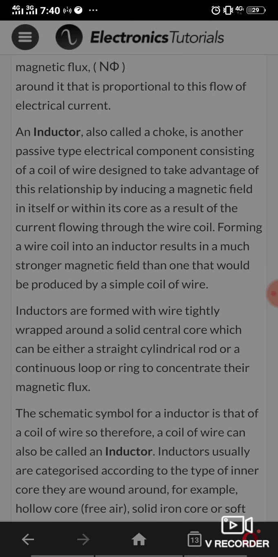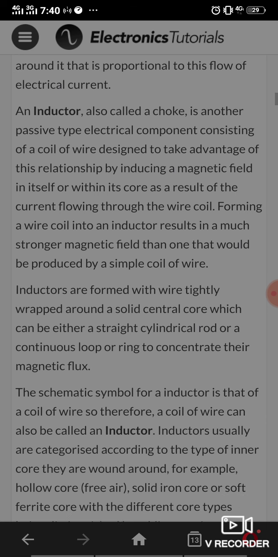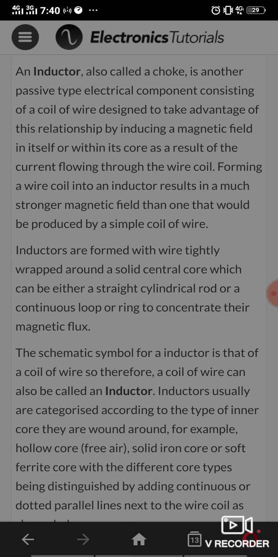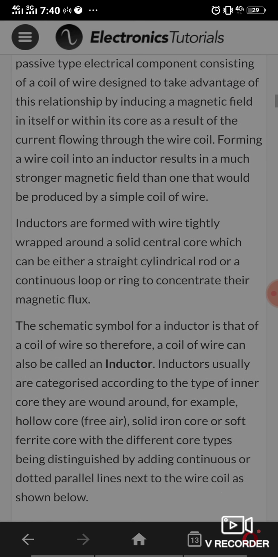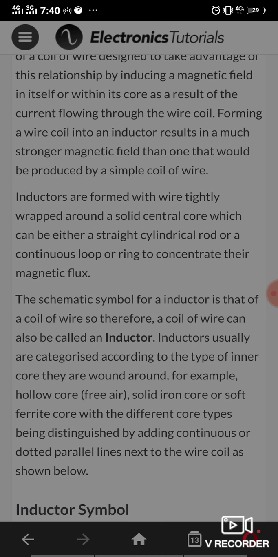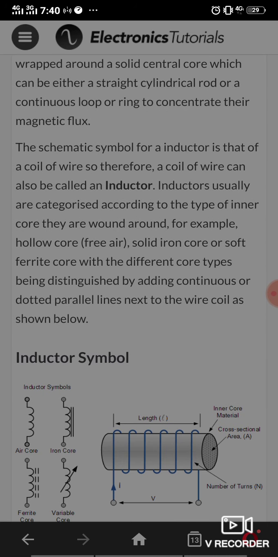The schematic symbol of an inductor is that of a coil of wire, so a coil of wire can also be called an inductor. Inductors are usually categorized according to the type of inner core they are wound around, for example hollow core (free air), solid iron core, or soft ferrite core, with the different core types distinguished by adding continuous or dotted parallel lines next to the wire coil, as shown below. Inductor symbols: air core, iron core.